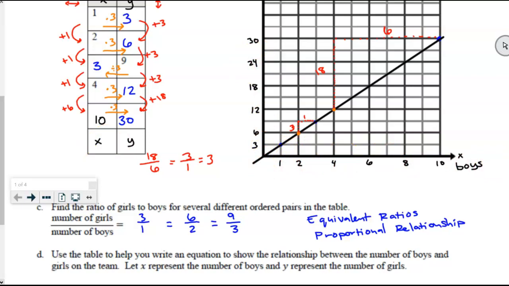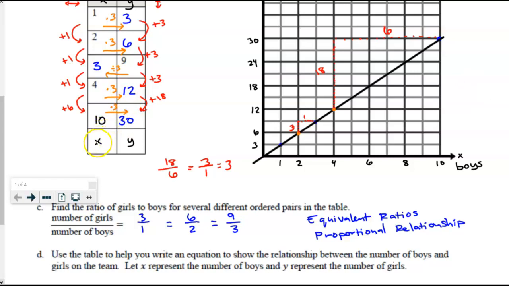Let's go a 15-second check-in at your tables. What is that equation going to look like? Okay, it got quiet, so let's talk about it. What do you think that equation is going to be? Dylan, give it a try. Yes, exactly. Y equals 3x.